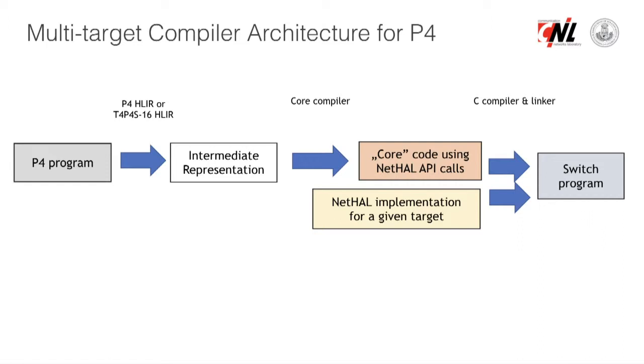And then this intermediate representation is compiled by the core compiler to a hardware-independent code. However, this hardware-independent code relies on the top of the interface of the network hardware abstraction library. In addition to the hardware-independent core program, we also need a network hardware abstraction library implemented for the given target. So it should be hardware-dependent.